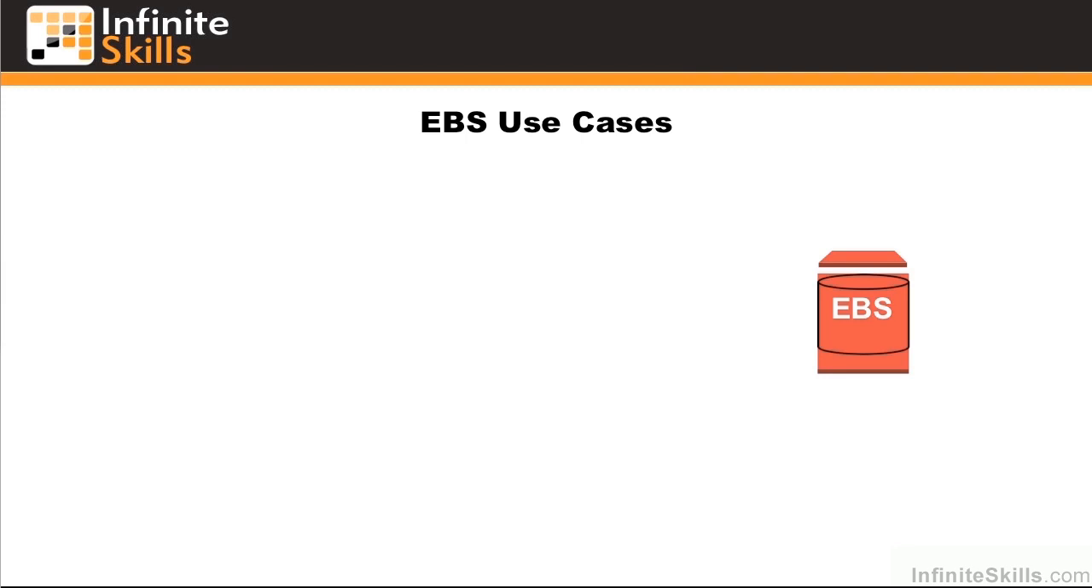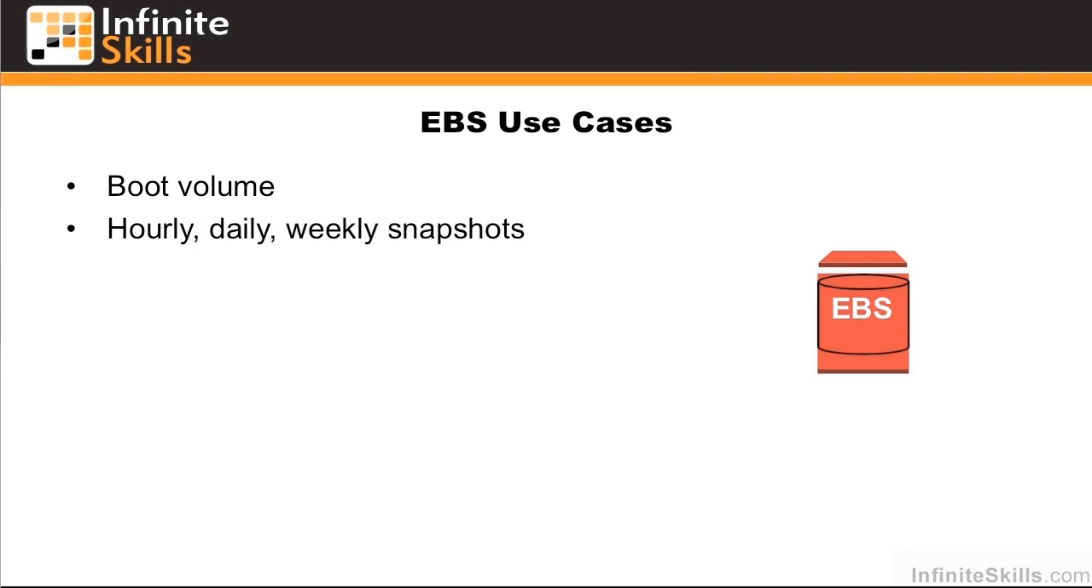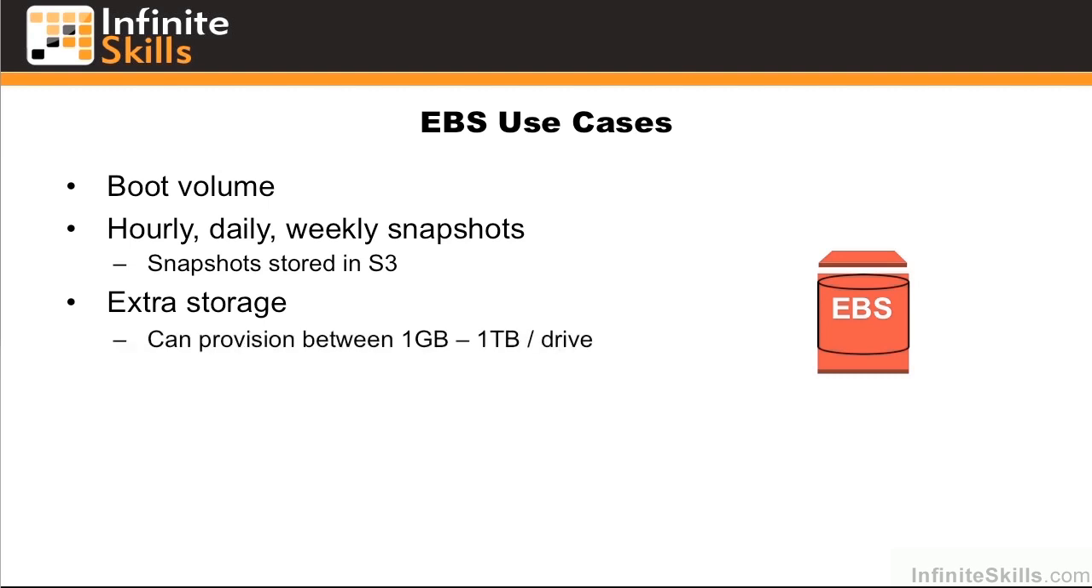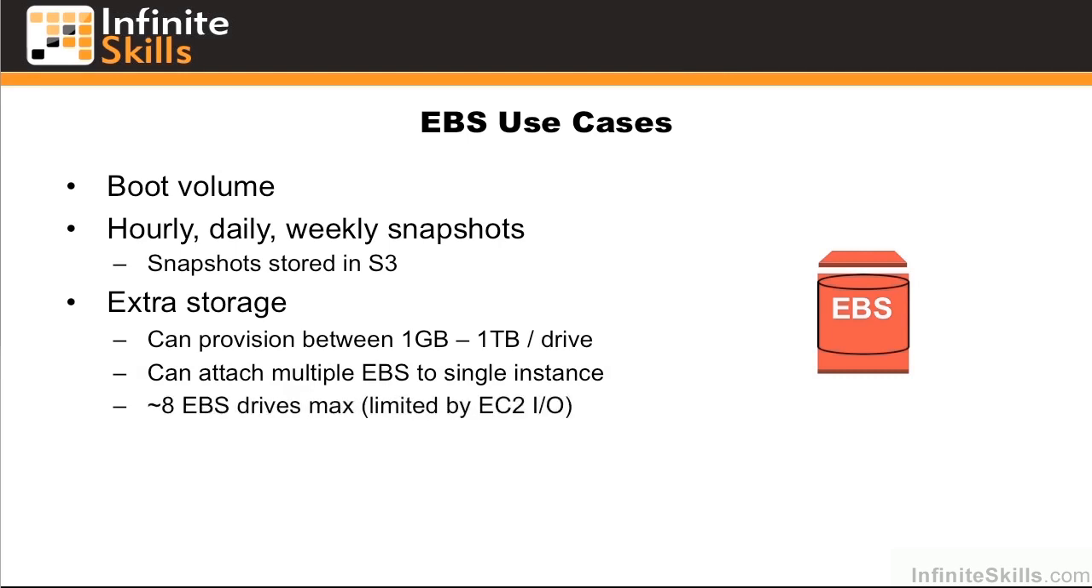Let's look at some of the EBS use cases. The first and best case is as a boot volume. You can do hourly, daily, and weekly snapshots. The snapshots are stored durably in S3. You can also use it whenever you need extra storage. You can provision between 1 gigabyte and 1 terabyte per EBS volume. And you can attach multiple EBS to a single instance. The sweet spot typically maxes out at about 6 to 8 EBS drive volumes. Again, this is limited by the EC2 I/O. The larger instance you have, generally the more volumes you can attach.